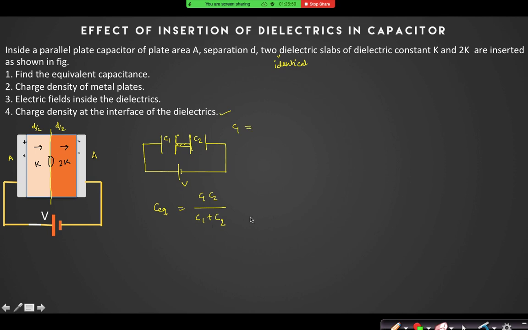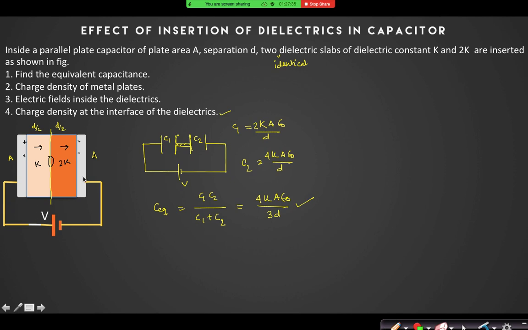C1 is equal to K into A epsilon naught by D by 2, and C2 is equal to K into 2K into A epsilon naught by D by 2, right? So from there I can find what is C equivalent. It is D by 4 and it is D by 2, so 3D by 4. It is coming 4K epsilon naught A by 3D. So that should be your answer as equivalent capacitance, right?